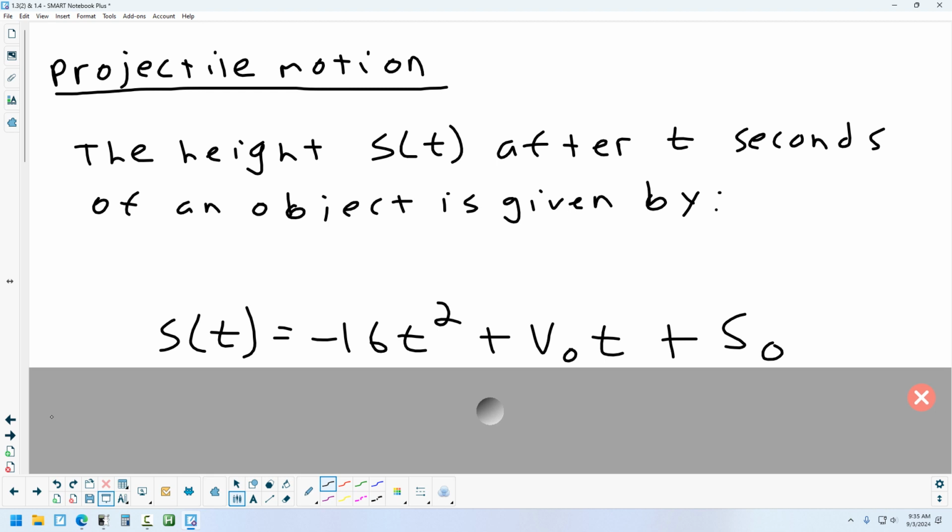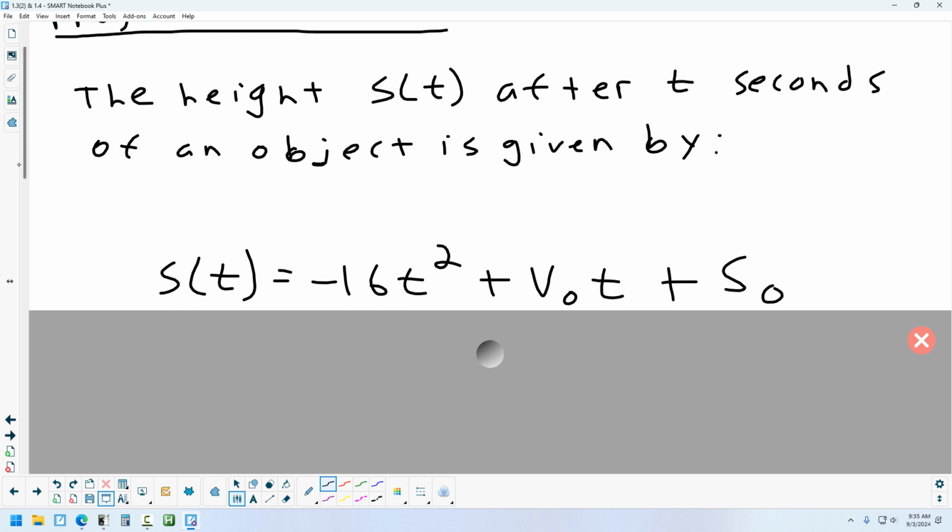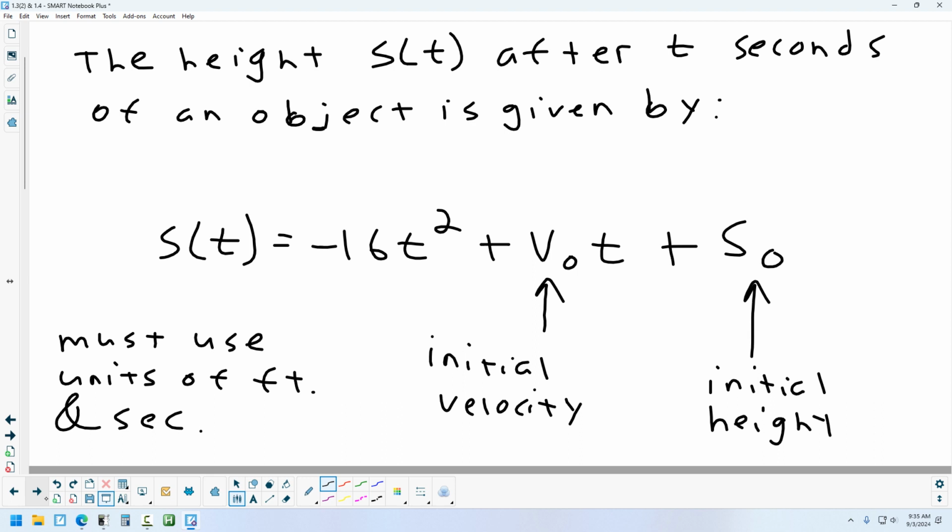So another kind of problem that we look at in this section is called projectile motion. There's a formula for it. Our particular formula for projectile motion is based off using feet as the length unit and seconds as the time unit. If you do it in physics, you'll probably use meters and seconds. So this number might be a little different. You might see like a negative 9.8 if you're taking physics.